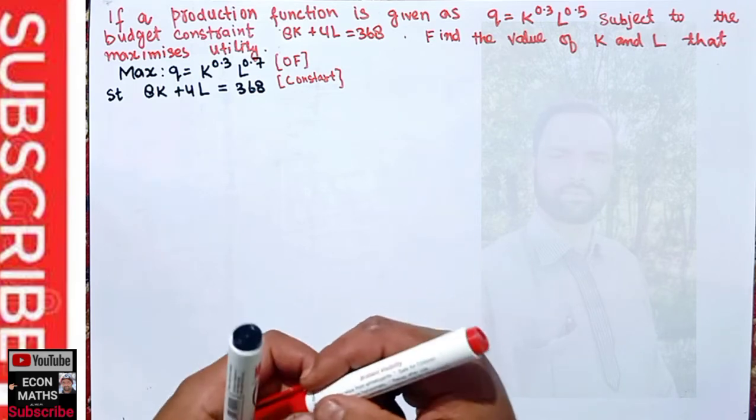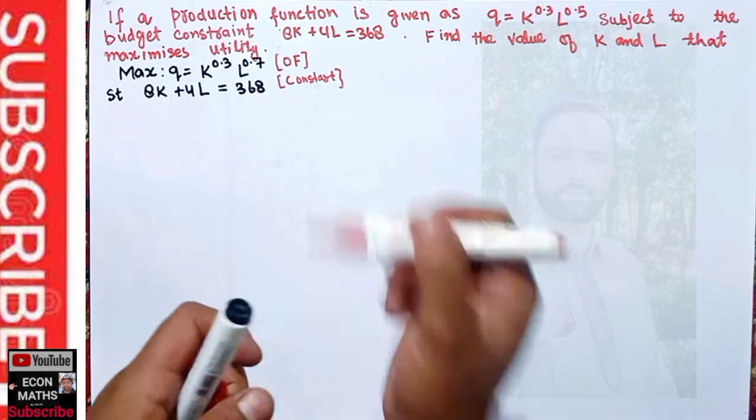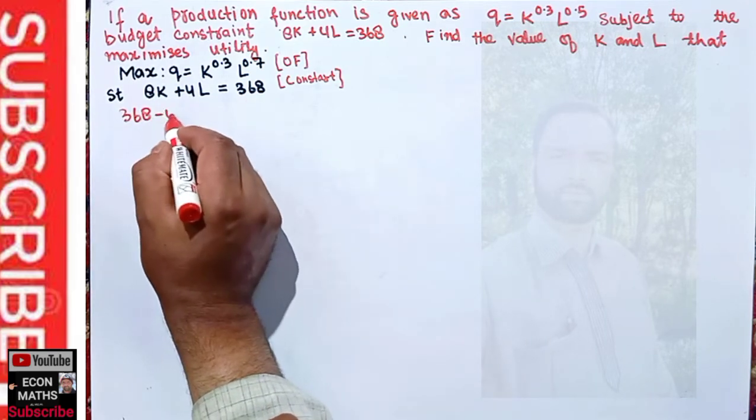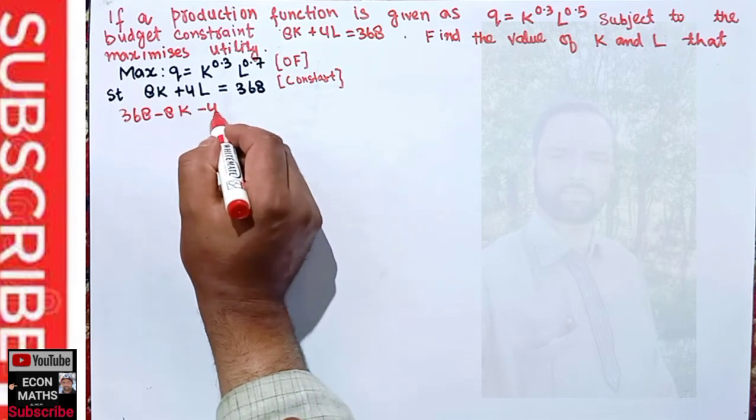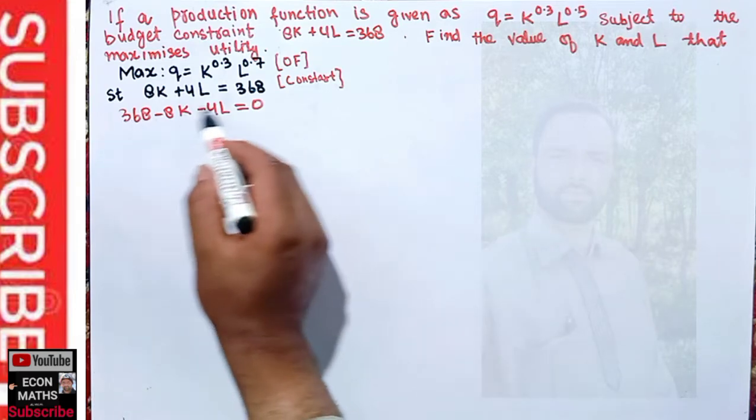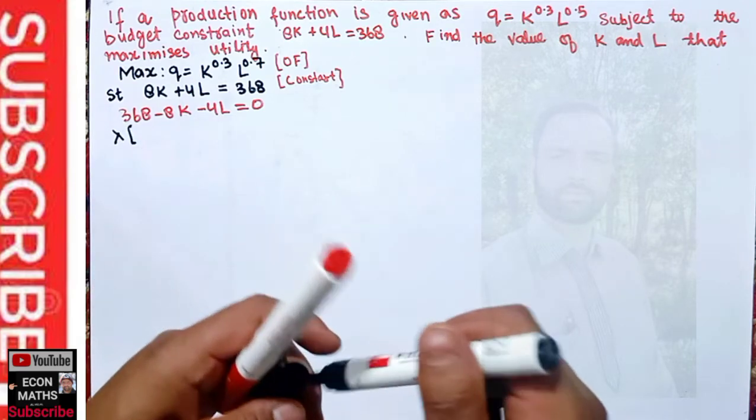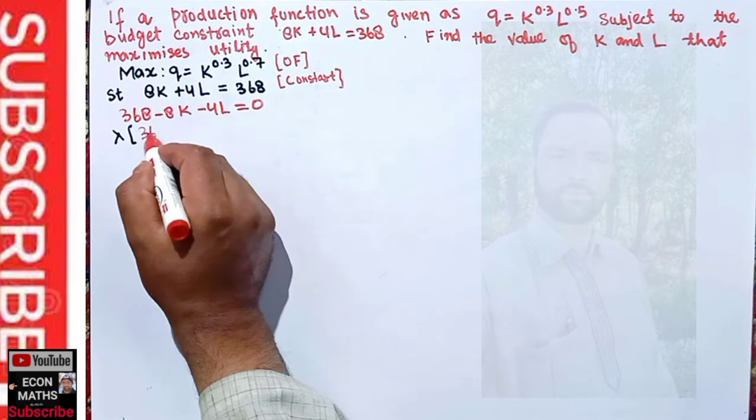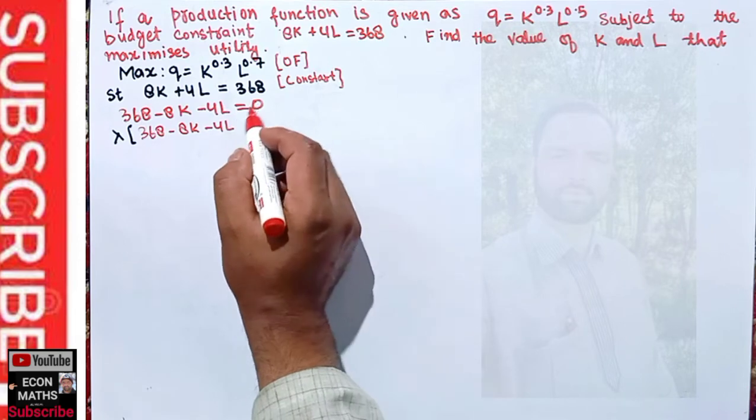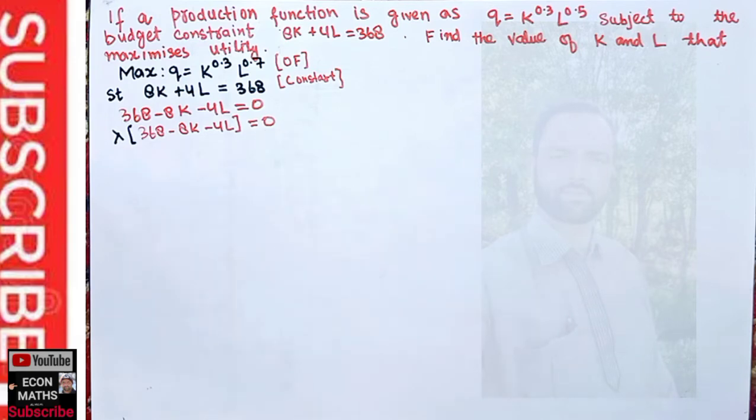Lagrange's method is simple. First we take this constraint and set it equal to 0. That means 368 minus 8k minus 4l is equal to 0. After that we multiply this constraint by lambda, that is lambda times 368 minus 8k minus 4l is equal to 0. Okay, so this is our resulting constraint.